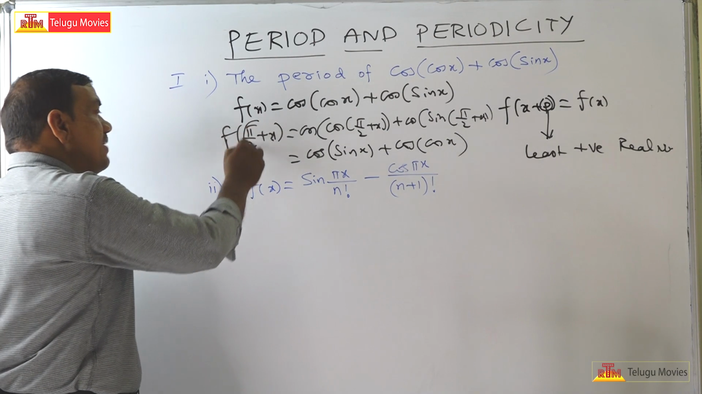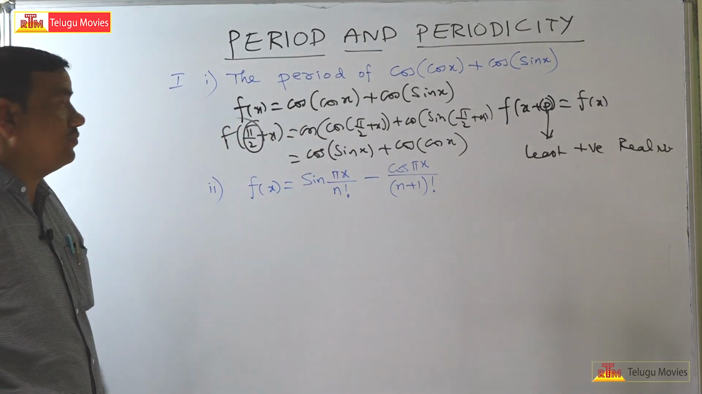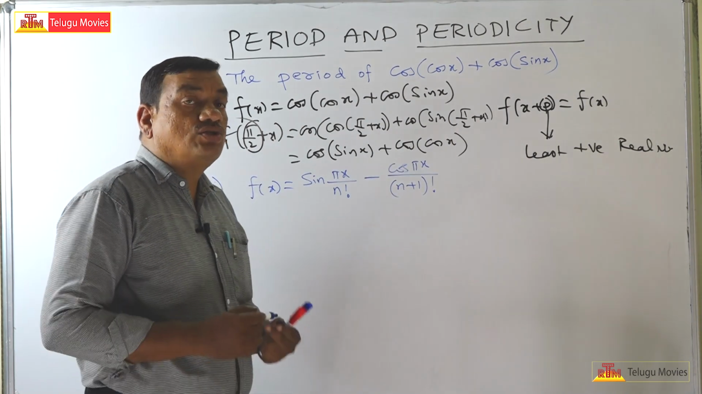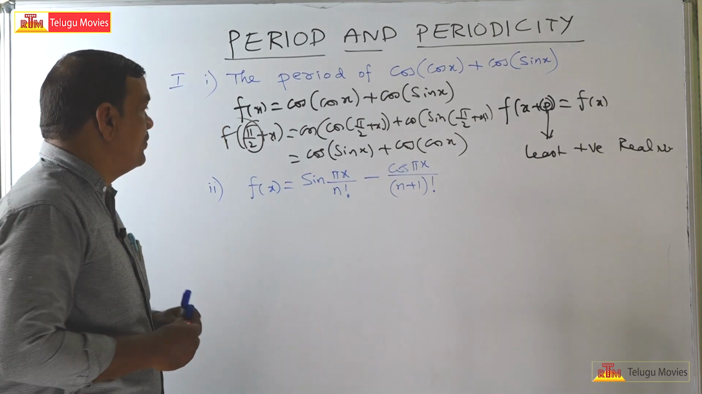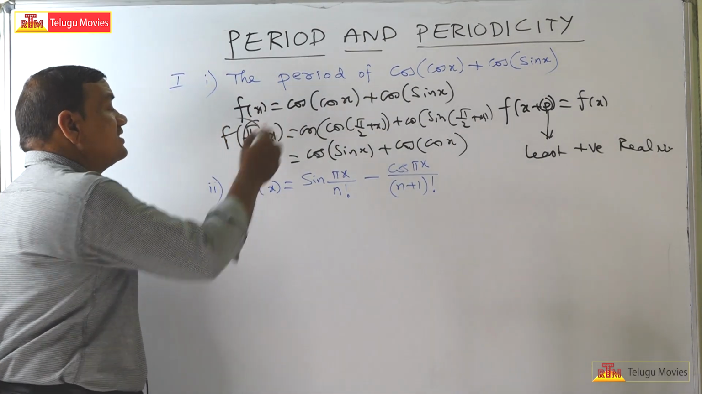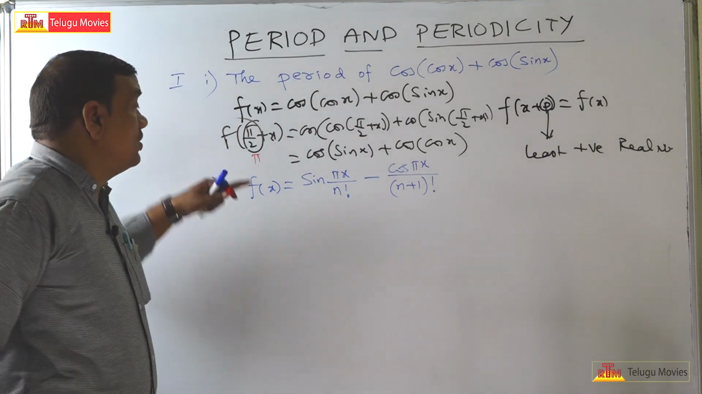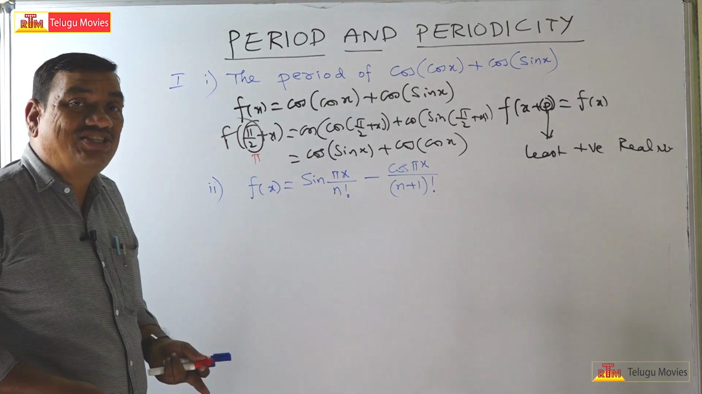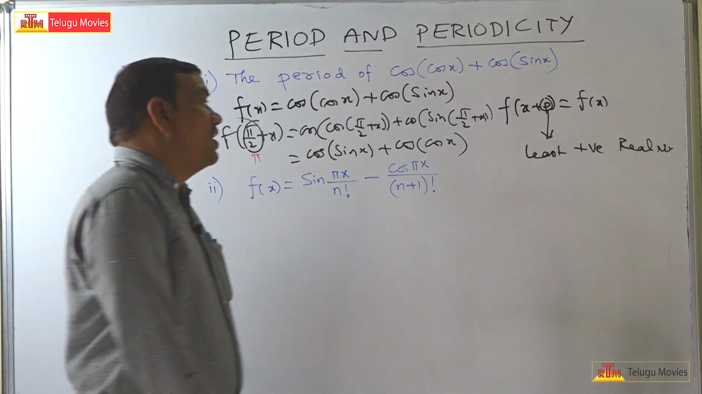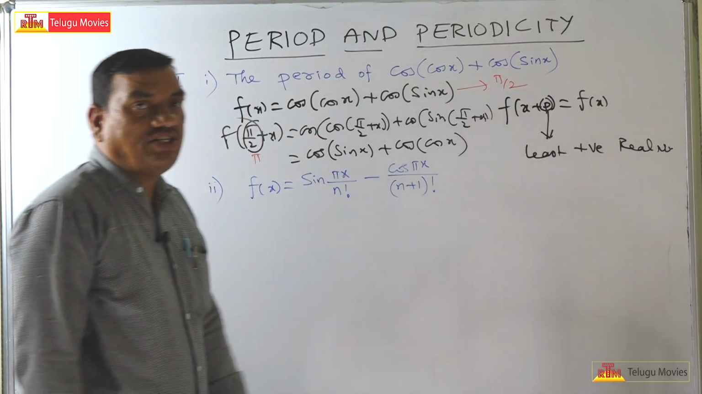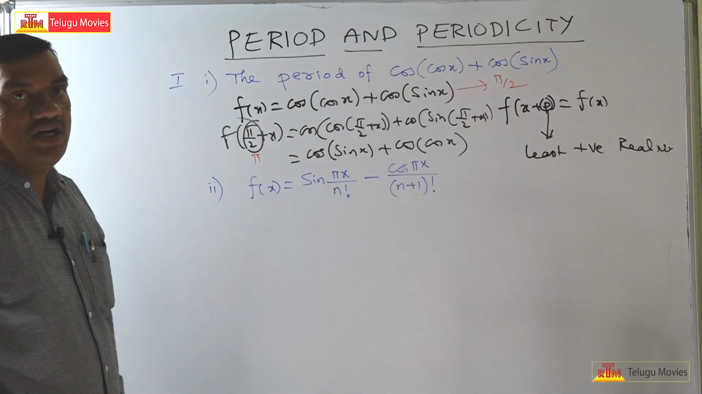That means for pi by 2 only, you are getting the same function. Actually speaking, not only pi by 2, for pi also you will get the same answer. If you substitute pi, the value will be the same. But out of pi and pi by 2, which is the least one? Pi by 2. Therefore, the period of this function is pi by 2. I hope that you understand this solution.